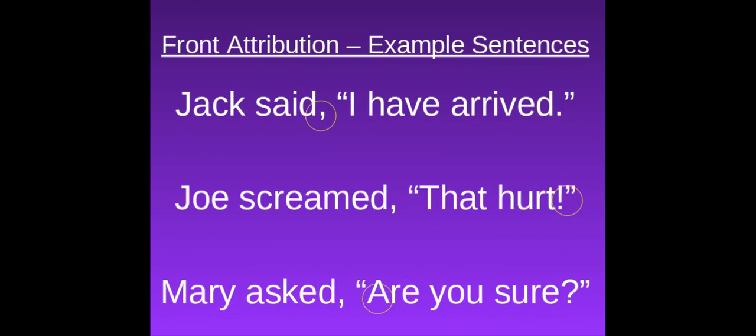Then we move on to front attribution. Front attribution is just taking the person said and moving it to the front of the sentence instead of at the end of the sentence. Now, not much changes, but some of the punctuation does. So I have the same three sentences, except I moved the front attribution. You move the attribution from the end to the front. So in the first sentence, I have Jack said, comma, I have arrived. Some things to take note of. You have a comma after the word said. Look at the other three sentences. There are also commas after the verb screamed and asked.